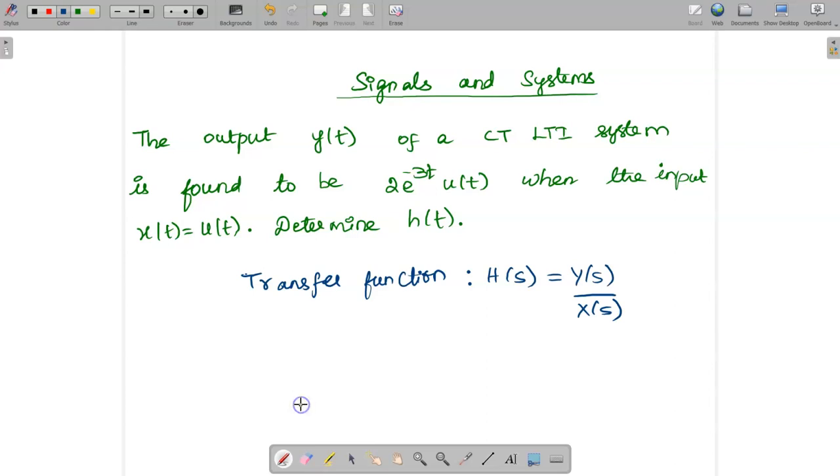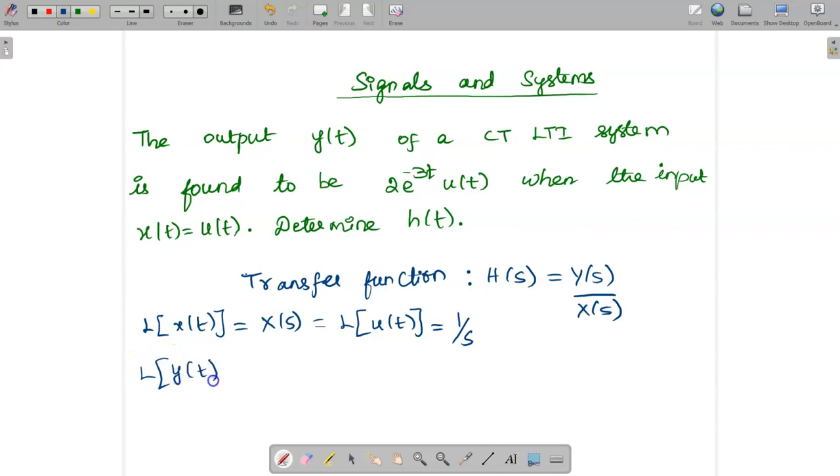So let us find out Laplace transform of x of t. So Laplace transform of x of t is what? X of s, which is given by, here the Laplace transform of what is x of t here? It is u of t. So Laplace transform of u of t is nothing but, we know the formula, it is 1 by s. Okay. So once we have determined that, we have to find out Laplace transform of y of t.